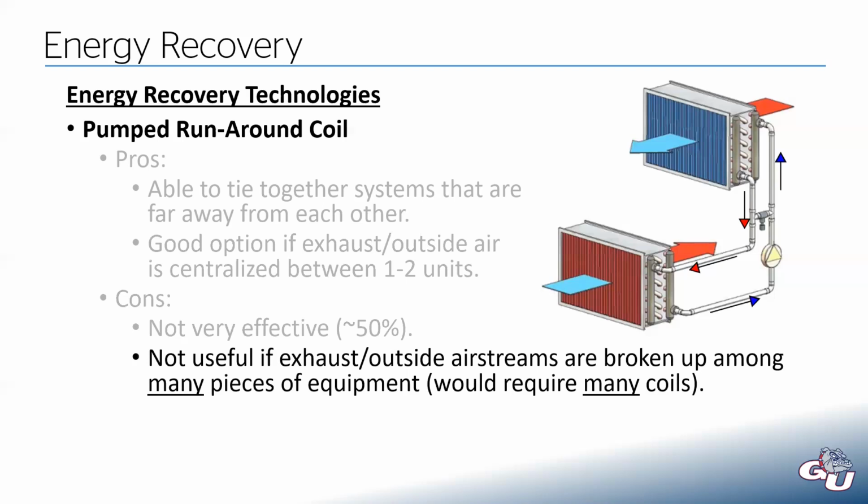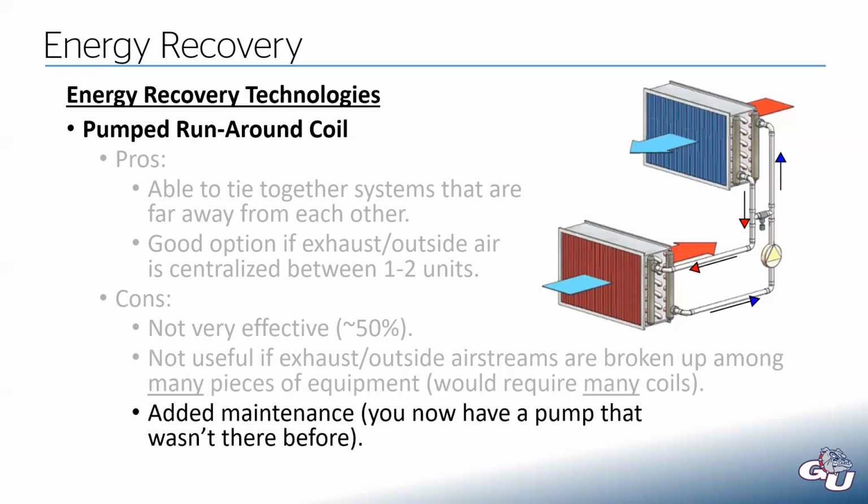For example, that Spokane Transit Authority maintenance garage project that we looked at, we had, guessing here, let's say 10 outside air supply units and probably 16 exhaust fans. So that would not be a good candidate for a pumped runaround system, because we would need one of these at every single one of those units. So that would be over 25 coils. That would be a very big system. That'd be very expensive.